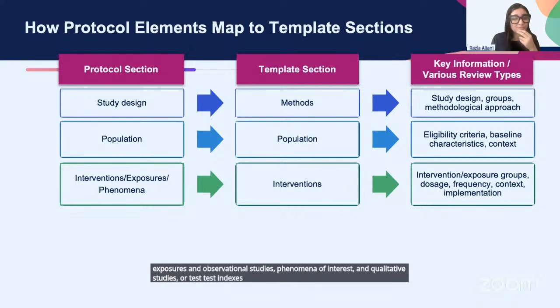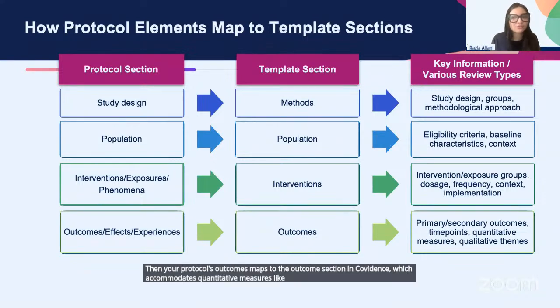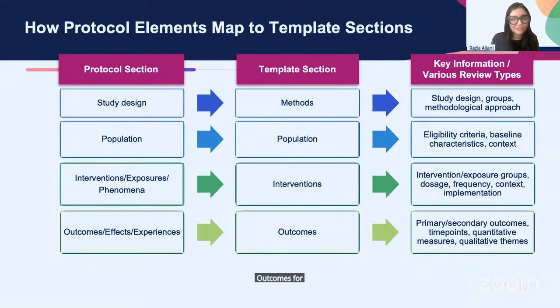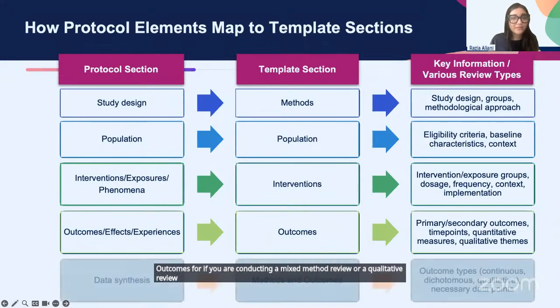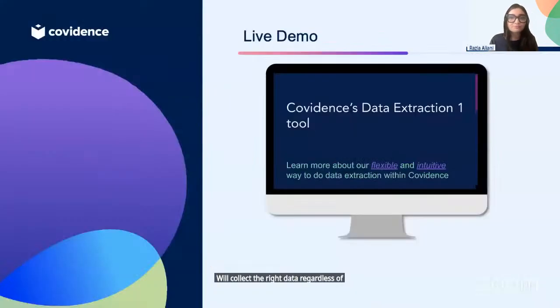Then your protocol's outcomes map to the outcome section in Covidence, which accommodates quantitative measures like continuous or dichotomous, as well as qualitative outcomes if you are conducting a mixed methods review or a qualitative review. Finally, your data synthesis approach influences both the methodology and the outcome section, as it determines what type of data you need to extract and how it should be structured. So this flexible mapping approach ensures that your template will collect the right data regardless of your review type. Without further ado, let's see that in action.